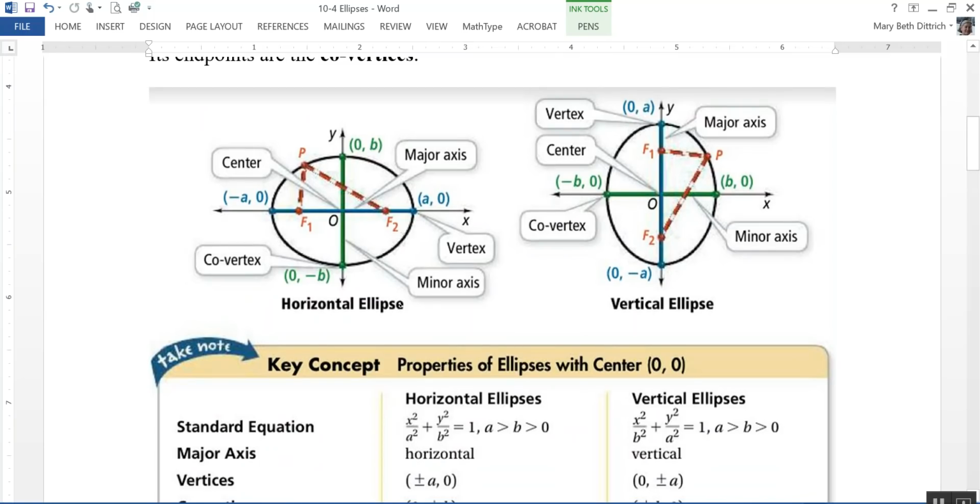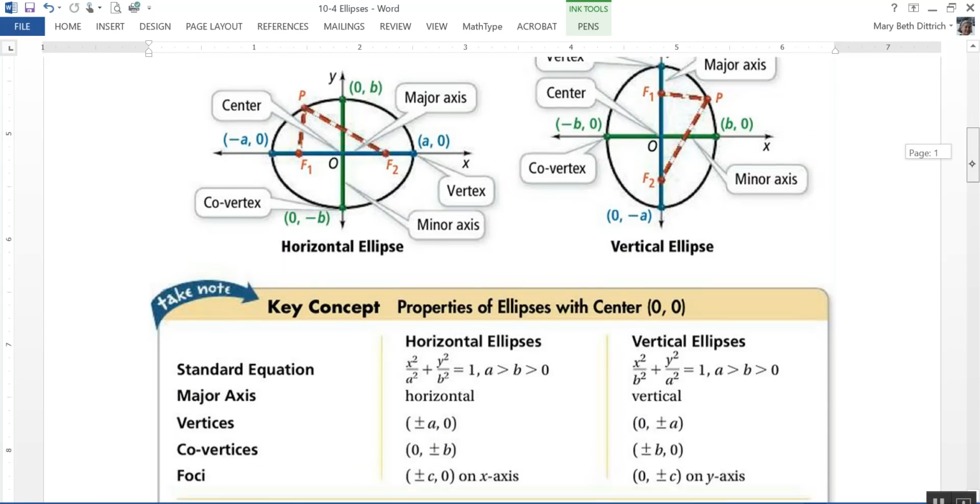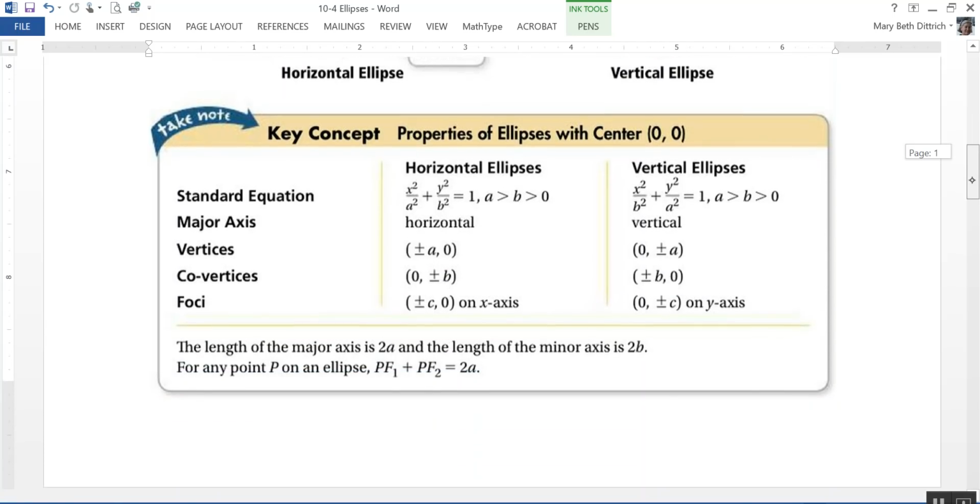So here we have a horizontal ellipse, and the major axis is here in blue, since that's the longer one. The minor axis is perpendicular to it in green. We have the center, we have the foci. The two foci are on the major axis, our vertices, and then our covertices. Same thing for a vertical ellipse, except this one is more up and down, so my major axis is vertical, my minor axis is perpendicular to it, horizontal, and remember the foci are going to be on that major axis.